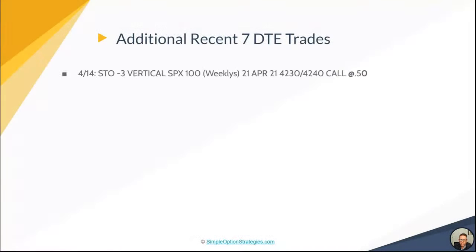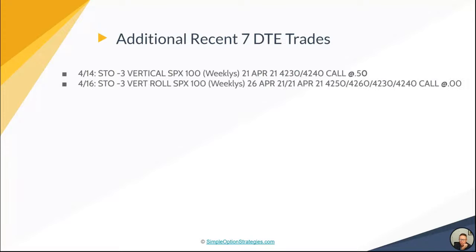On 4/14, I put on a call spread because the market was volatile. It moved down, and I had to roll a position. So I wanted to have some additional premium and additional delta, or lower the delta. And so I rolled the trade. I put on a call spread for 50 cents.